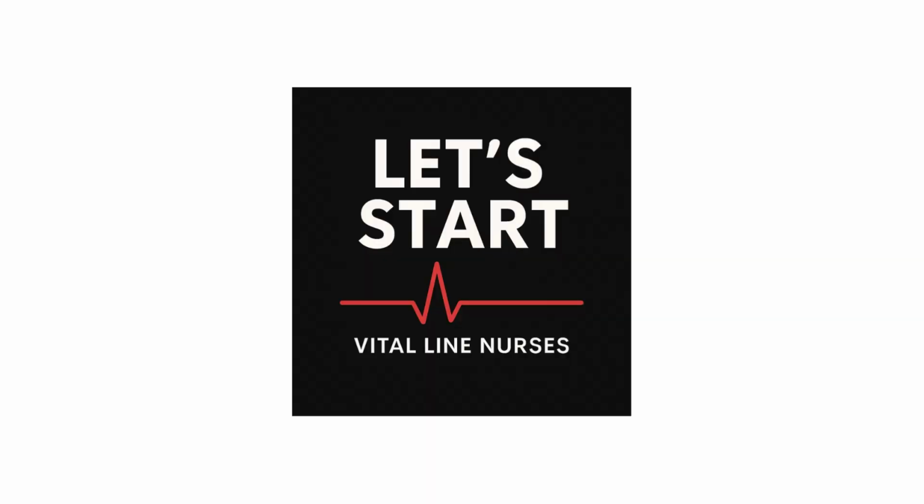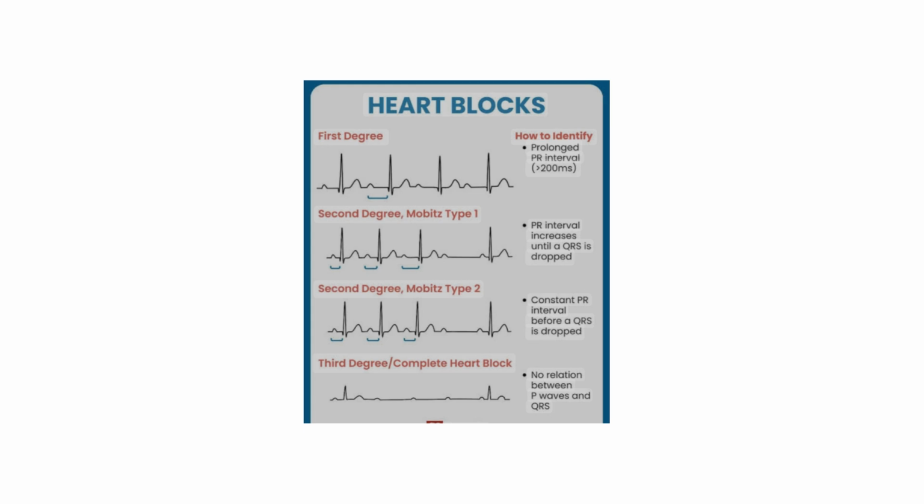Today, we are diving into an important ECG topic, atrioventricular block, or AV block. AV block is a type of heart conduction abnormality where the signal between the atria and ventricles is delayed or completely blocked. It's categorized into three main types: first-degree block, where the impulse is simply delayed; second-degree block, where some impulses fail to reach the ventricles; third-degree or complete block, where no impulses pass through at all.